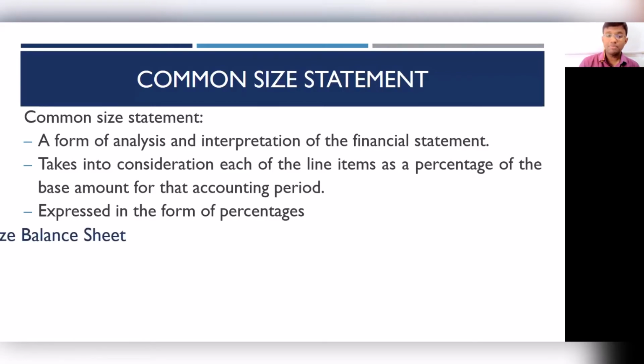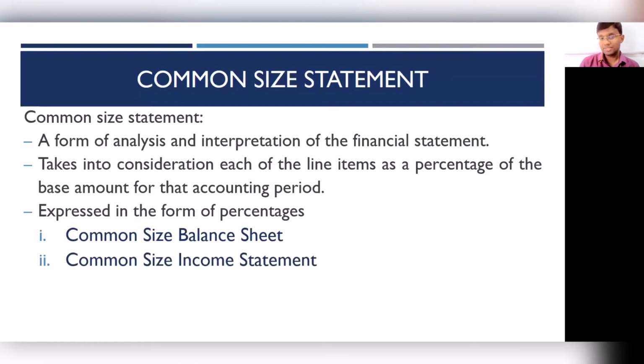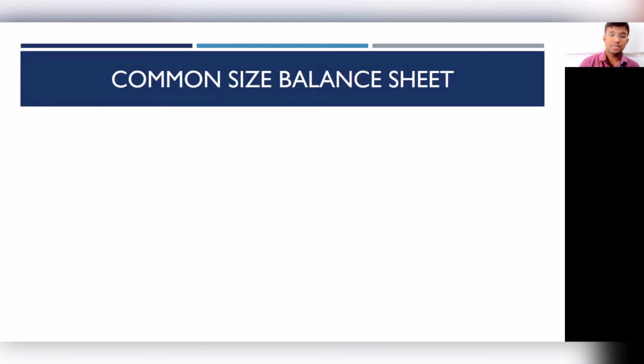Common size statement can be of two types. You have the common size balance sheet, and then you have the common size income statement. So what I've just shared with you is the common size statement. It helps you to compare companies which are of different sizes, different scales, and by bringing them down to a common percentage, you would be able to carry out the comparison. So the common size statement is of two types: the common size balance sheet and the common size income statement.